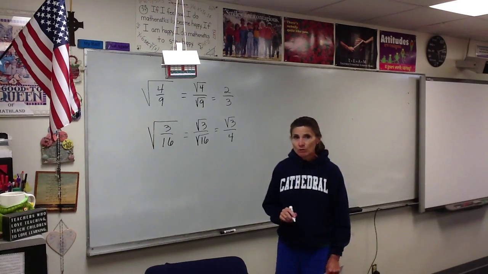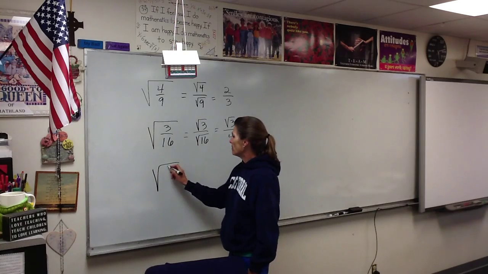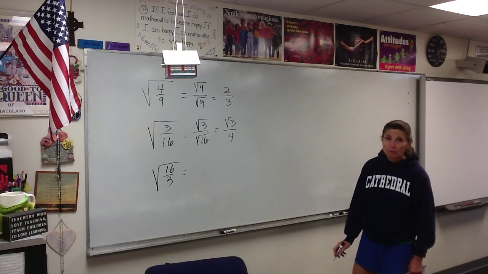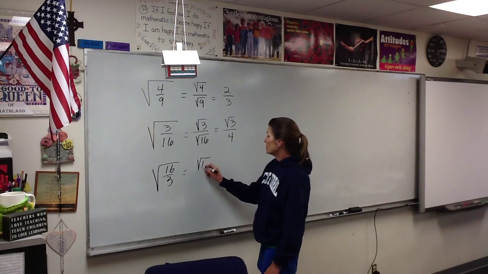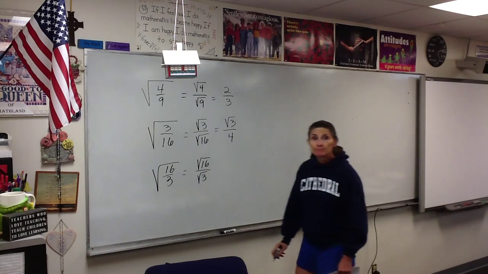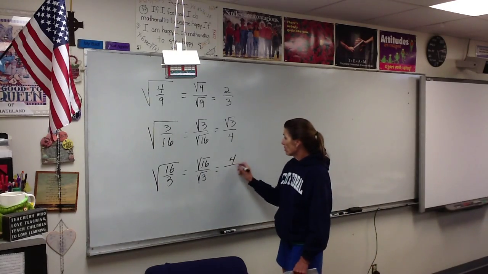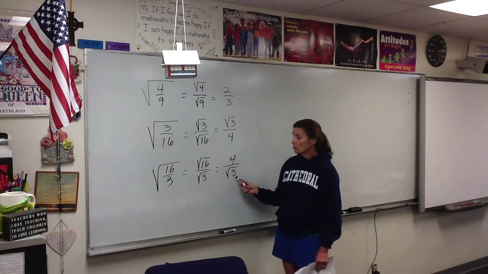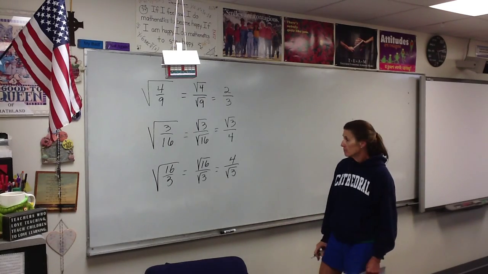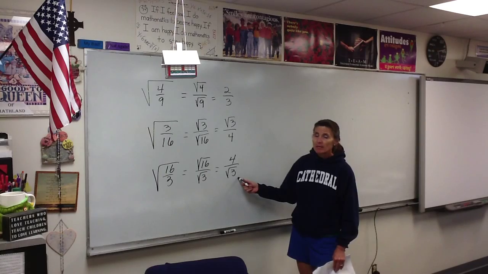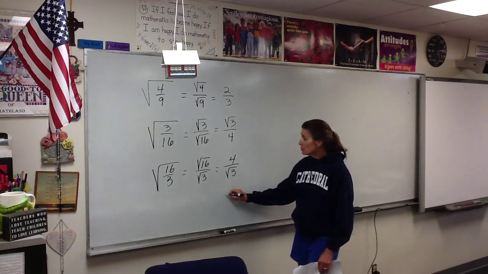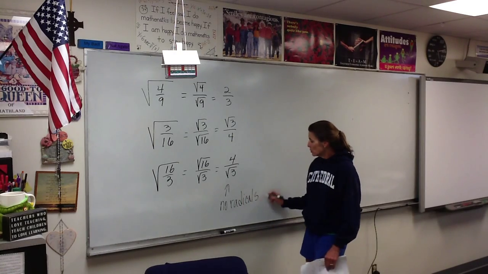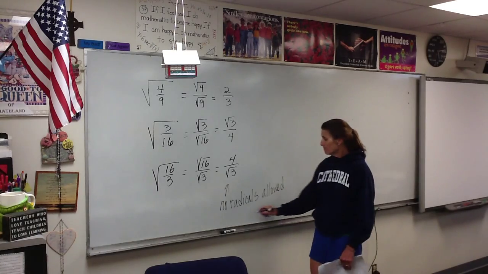Now here's where things get interesting though. What if the fraction had been the square root of 16/3? This is where we have trouble. Again, it's the square root of 16 over the square root of 3. That would be 4 over the square root of 3. Remember, the square root of 16 is 4, but the square root of 3 does not break down. This situation is not good. We do not like to have radicals in our denominator. So no radicals are allowed in the denominator.